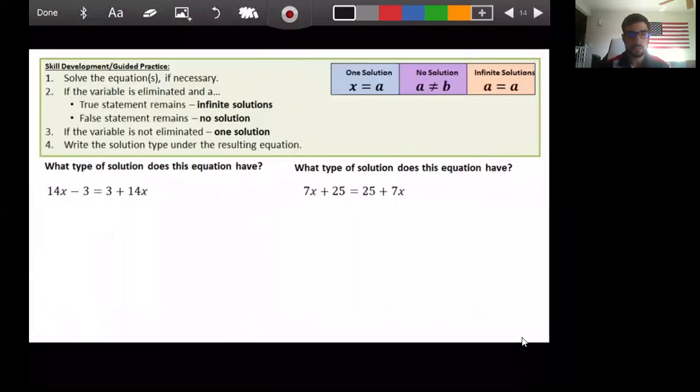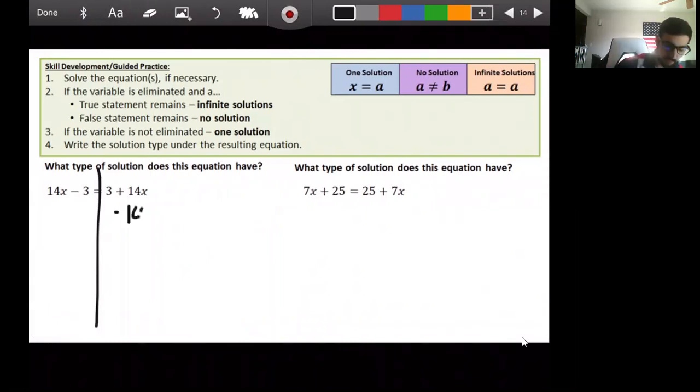All right, moving on. What type of solution does this equation have? So same thing, we need to go solve this. I'm going to build a wall. I need to get my variable terms on one side. It doesn't matter which way you do this here. I'm going to subtract this 14x over to here. That becomes a 0 pair. That's gone. I just have negative 3 equals 3.